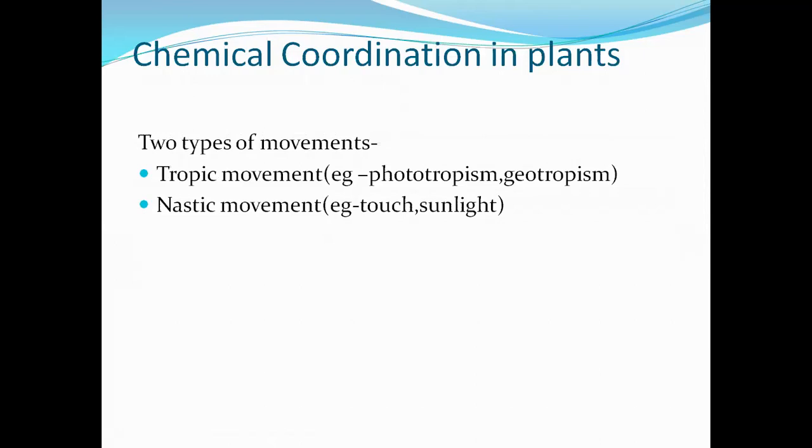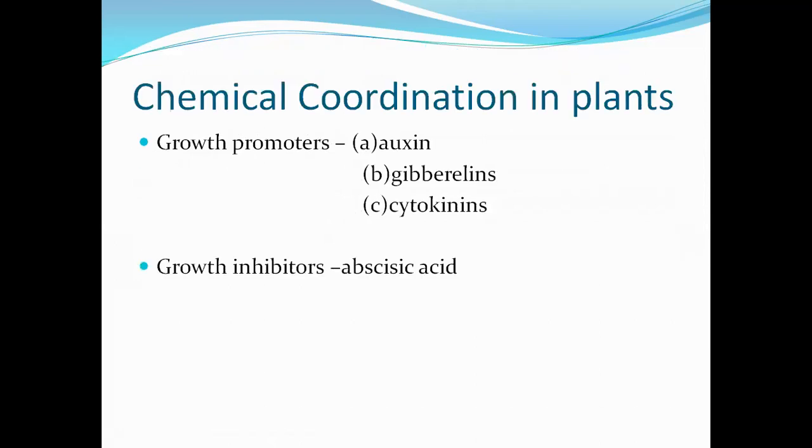Now the question arises, how do plants detect these changes? They detect these changes with the help of growth promoters and growth inhibitors. Examples of growth promoters are auxin, which is responsible for phototropic and geotropic responses of the plant. Second is gibberellins, which help in the growth of stem. Third is cytokinin, which helps in cell division. An example of a growth inhibitor is abscisic acid, which promotes wilting and falling of leaves.